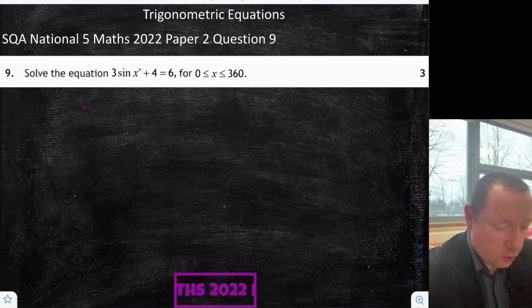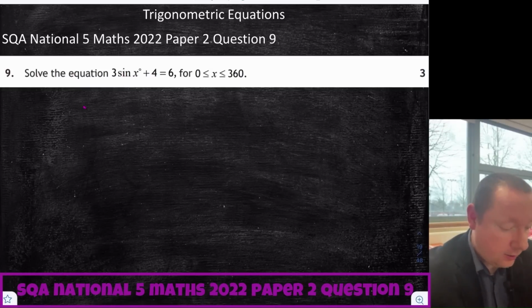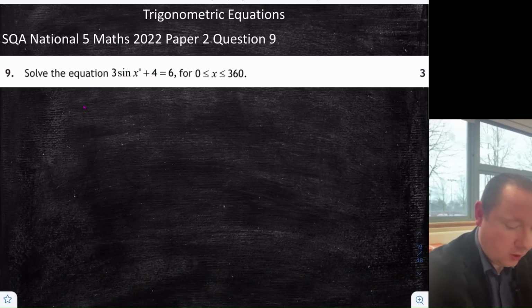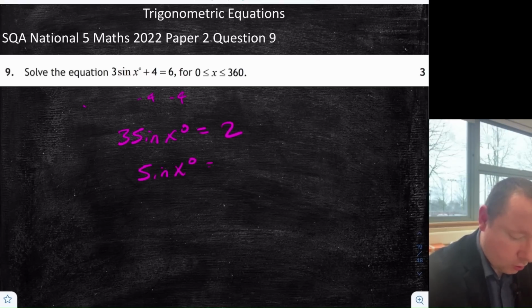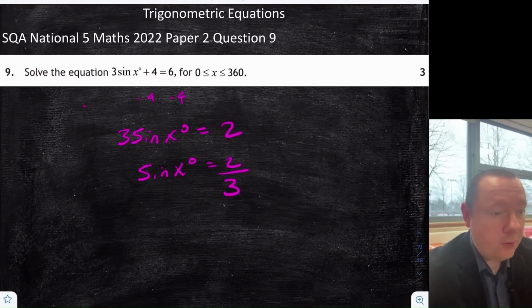SQA National 5 Maths 2022, paper 2, question 9 had 3 sin x plus 4 equals 6. So taking away 4 from both sides, we get 3 sin x degrees equals 2. And therefore sin x degrees equals 2/3. So then we can find the inverse sine. You've got a mark already.